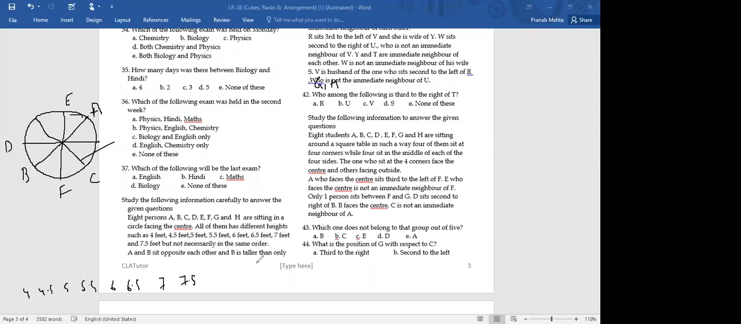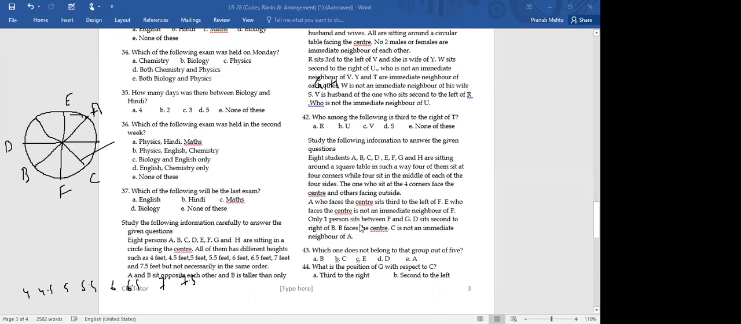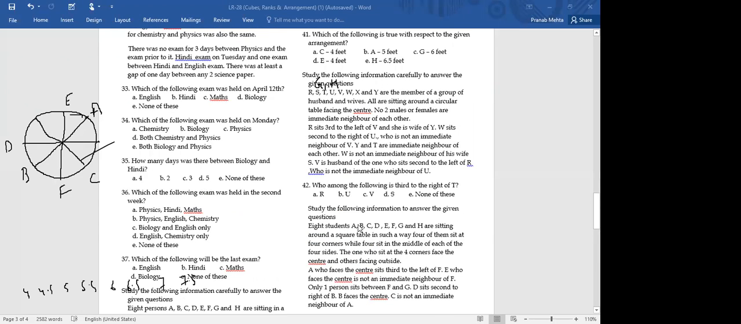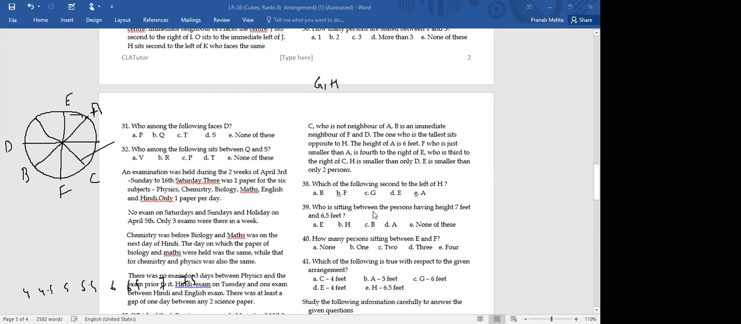Okay, and B is taller than only C, sir. B is taller than only A? Now remember, B is taller than only C. So if B is taller than C, it means B's value should be 4.5. Have you understood? Yes, because C is the shortest. So B is only taller than C, so B's value will be 4.5.